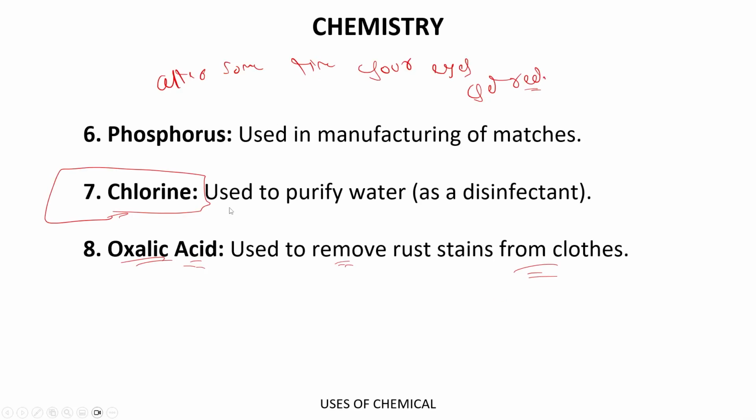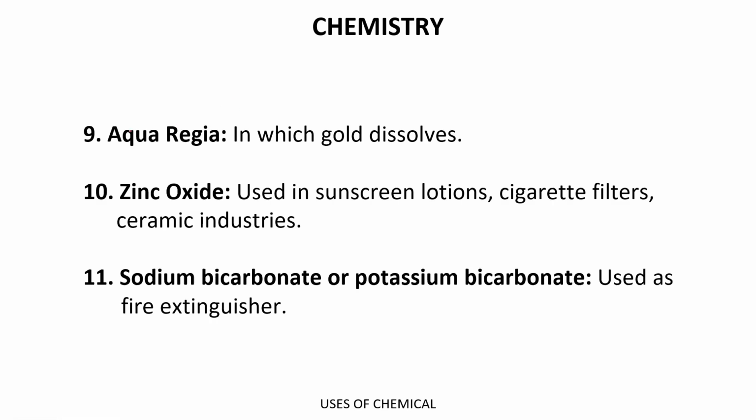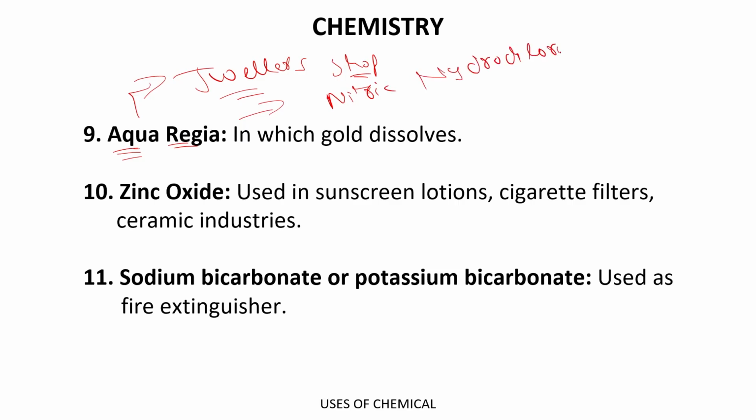All right. Now let's move forward. So now we have aqua regia. We have discussed the aqua regia. It is basically used in the jeweler shop. And what was its chemical name? Its chemical name is nitro hydrochloric acid. It is the chemical in which gold dissolves.